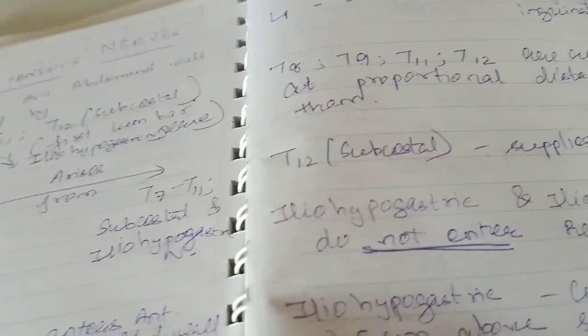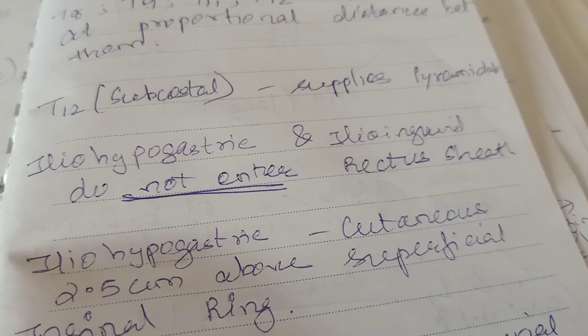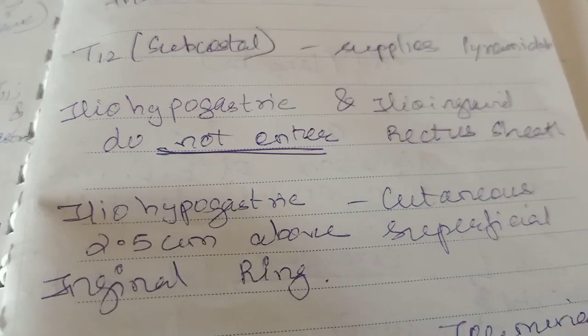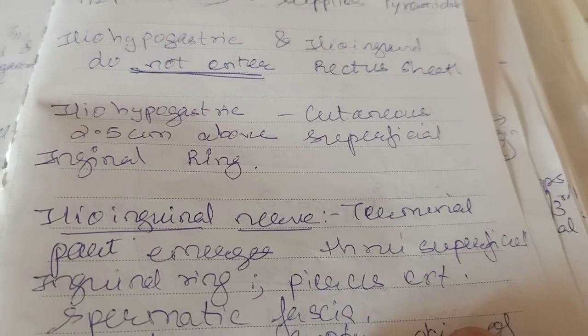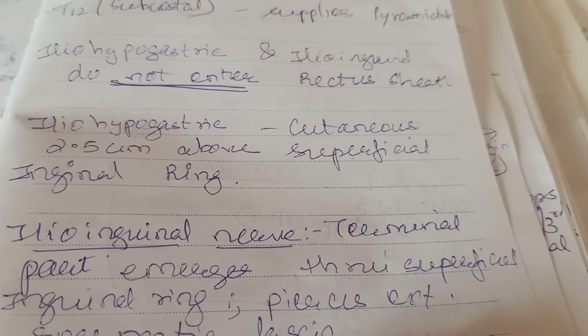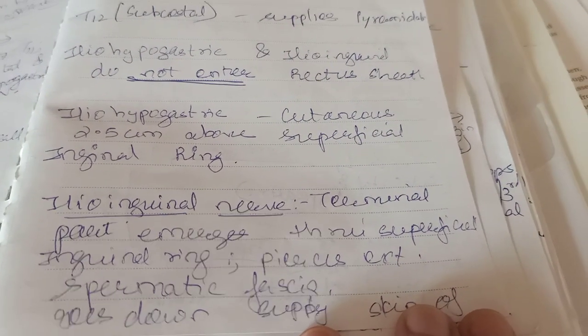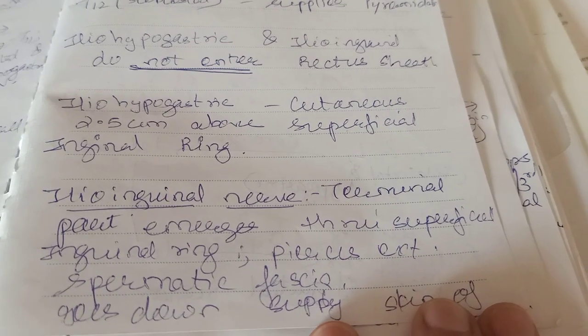Now iliohypogastric, that is L1, and ilioinguinal are the two nerves which are part of the lumbar plexus, which I will take later on. But iliohypogastric is 2.5 centimeter above the superficial inguinal ring, and the ilioinguinal, now this arises from the superficial, and it goes down.